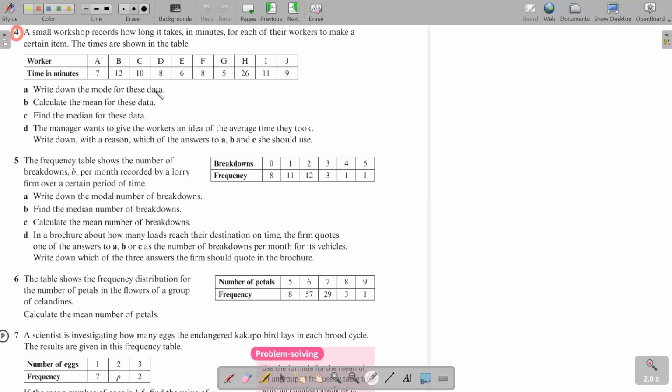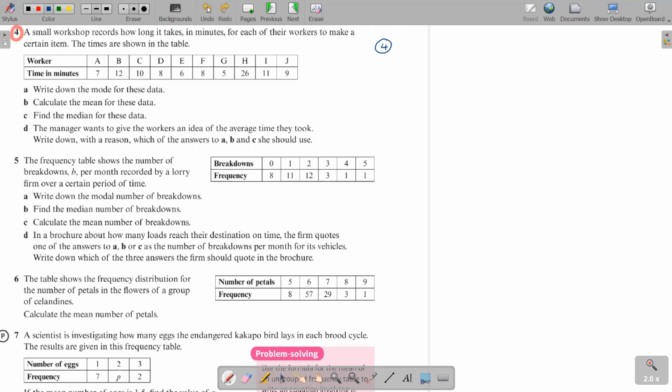So once again, they want the mode, mean, and median. First thing to do is what? Let's arrange the data. It's especially required to arrange the data when it comes to the median. For mean and mode, we can do it while the data is still not arranged. But anyway, let's arrange the data.